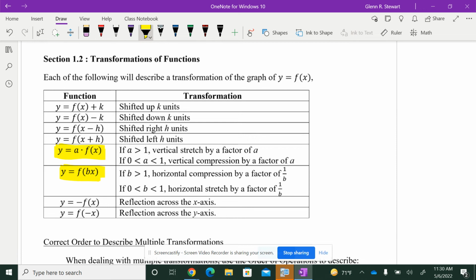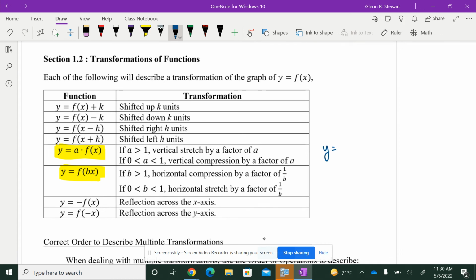So if your number is on the inside and it's greater than 1, it's a horizontal compression by a factor of 1 over that number. And if your number is between 0 and 1, then it's a horizontal stretch by a factor of 1 over that number. So here's what I'm looking at for an example.